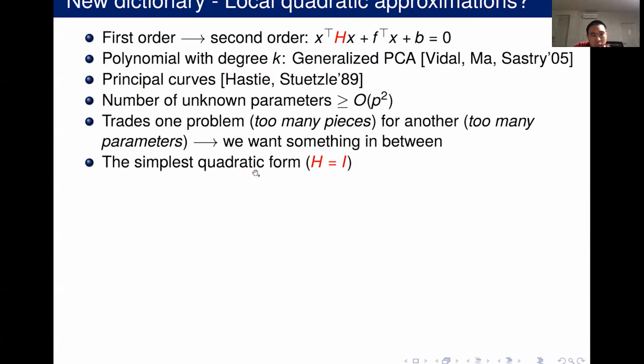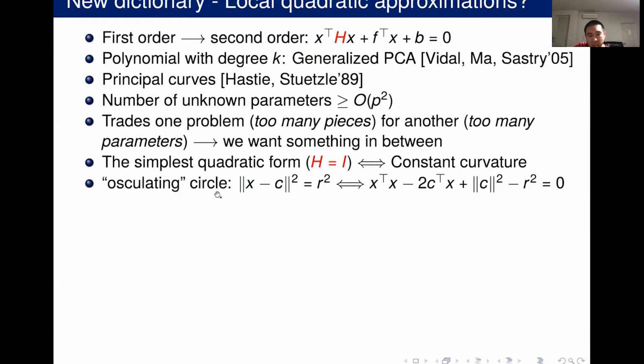So we consider the simplest quadratic form, that is, we set H to be identity, then the number of unknown parameters will be of order p. And this is from the algebraic view. So what about the geometric perspective? H equal to identity is equivalent to saying the surface itself is a circle or a sphere, or a constant curvature space. And we can rewrite the equation of the circle as the distance between x and the center C is equal to radius r, or we can write it in a quadratic form where the matrix here is exactly identity.